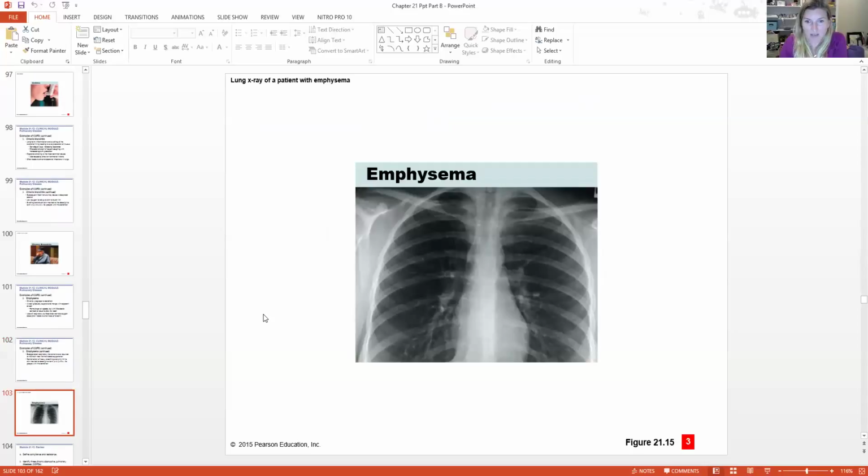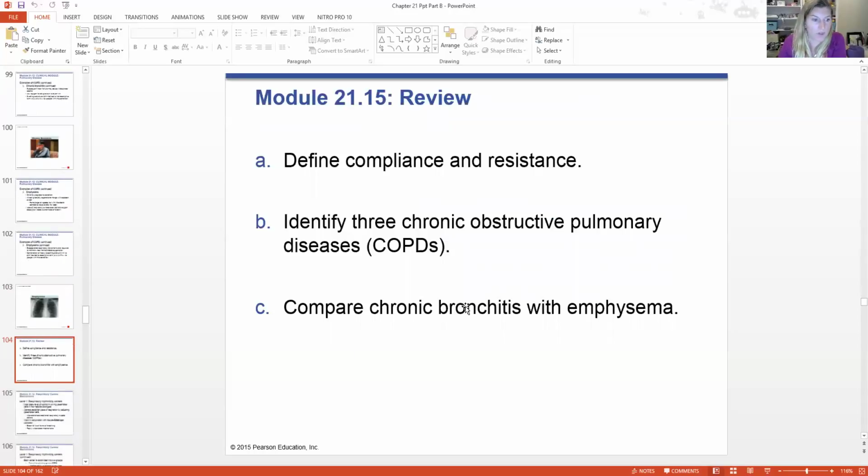Emphysema, you can see that lung obstructions of the lungs, all of that kind of white speckleness in there, not allowing that perfusion.